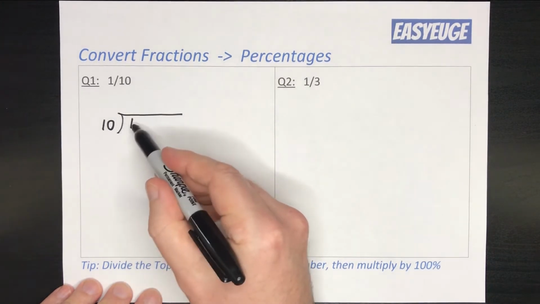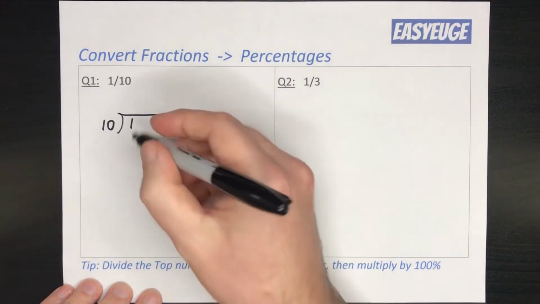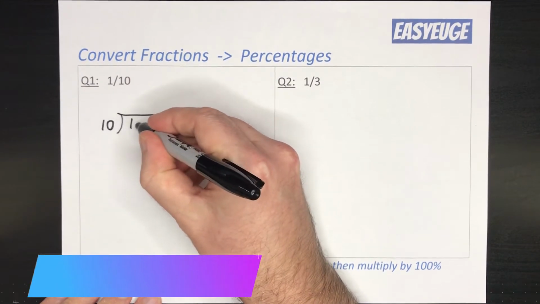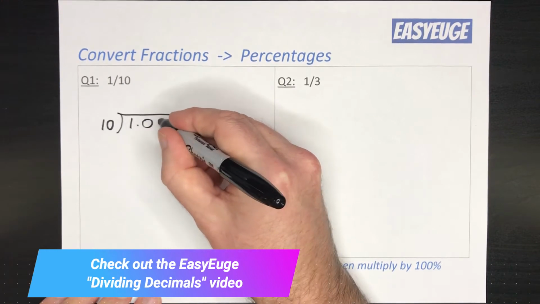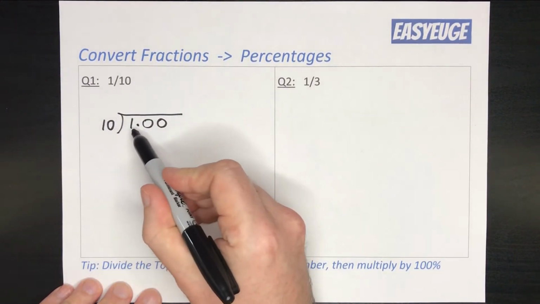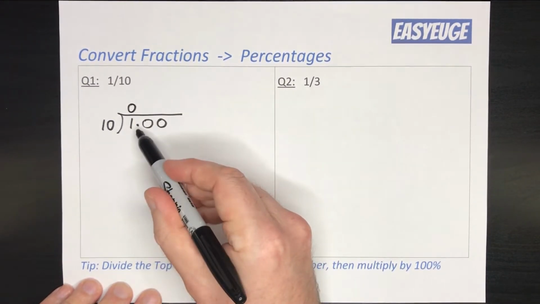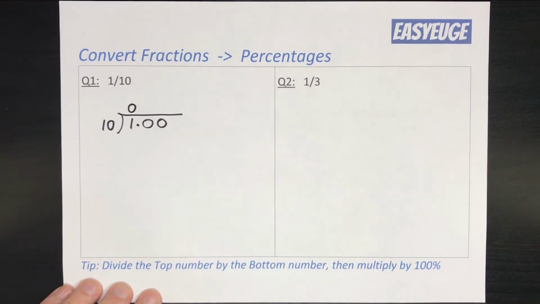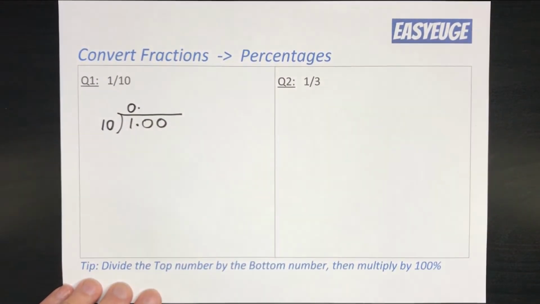Now I can't divide 10 into 1, so I'm going to have to put in some decimal places. I've got a great video on YouTube called Dividing Decimals, and I show you how to do this. So will 10 divide into 1? No, it won't. 0. And whenever you meet the decimal point when dividing decimals, you just simply move it up to the top. There it is.